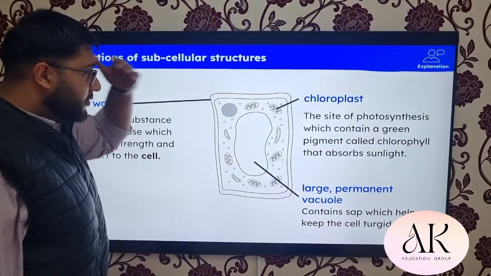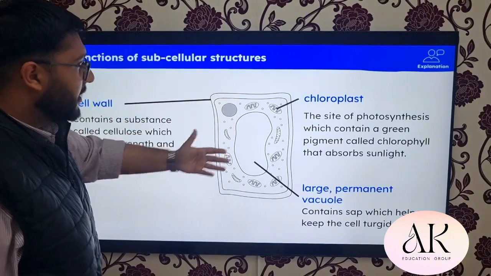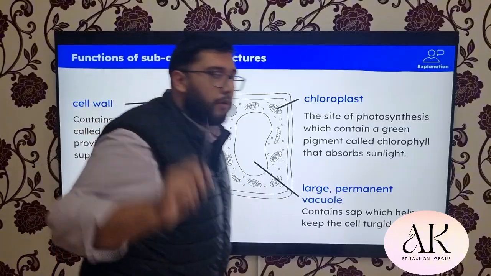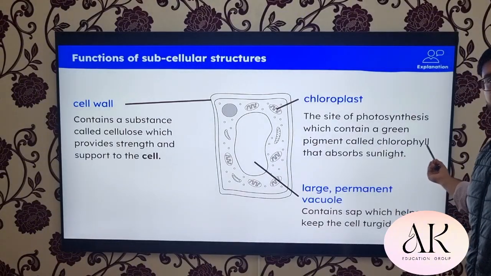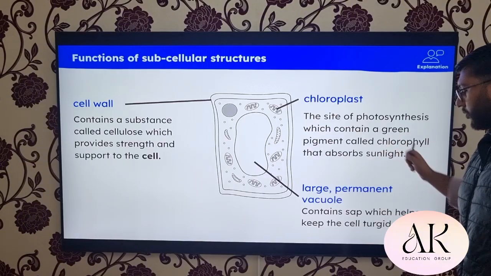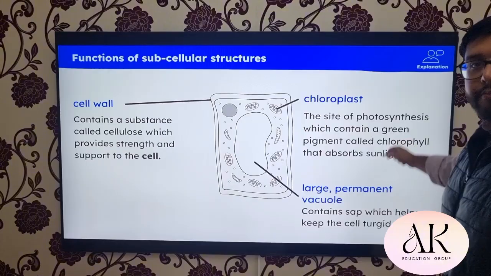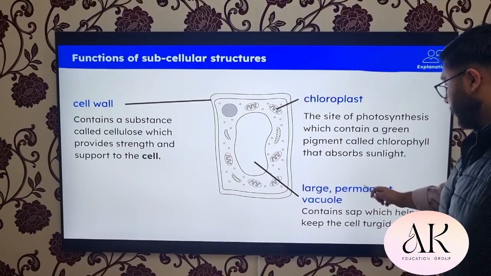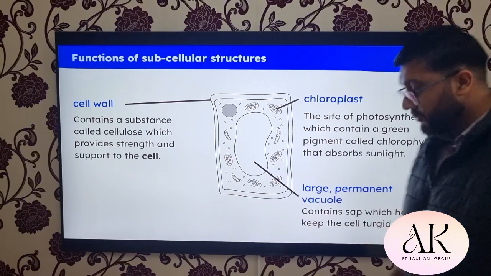Then you've got chloroplast, the site of photosynthesis. Now, photosynthesis is really important. We're going to go through photosynthesis as a chapter in biology. We're going to try to cover it in its entirety. I want you to remember one thing for me though. This pigment here, this green pigment called chlorophyll. That's going to be really important when we discuss photosynthesis. So I want you to remember that and make sure that you put a big circle around the word chlorophyll. And then you've got your large permanent vacuole, which contains sap to keep the cell turgid. Okay.